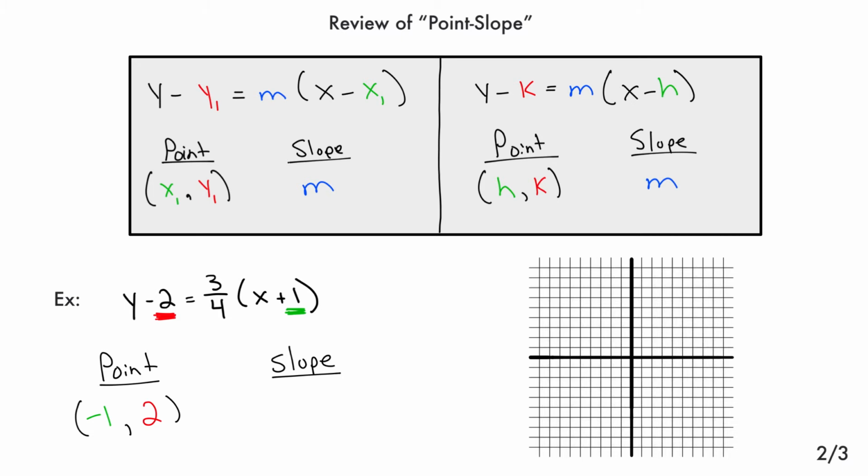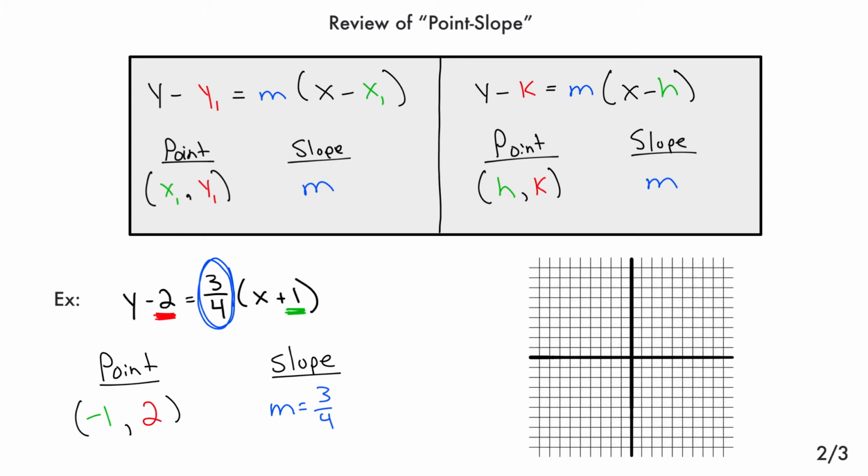The slope is the number that is written in front of the parentheses, and the slope is 3 over 4. The top number tells you how you move vertically, that's up and down. The bottom number tells you how you move horizontally, that's left and right. Positive means up, negative means down. And then for the denominator, positive means right, negative means left. So for this problem, I know it's going to go up 3 and right 4.